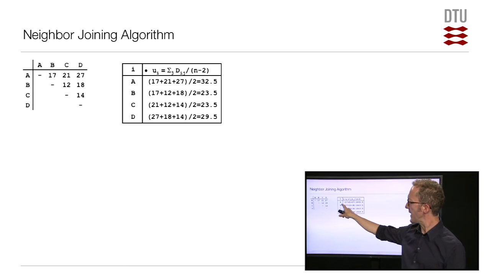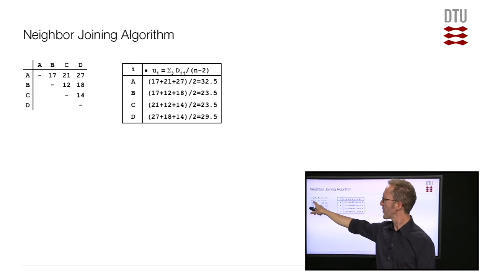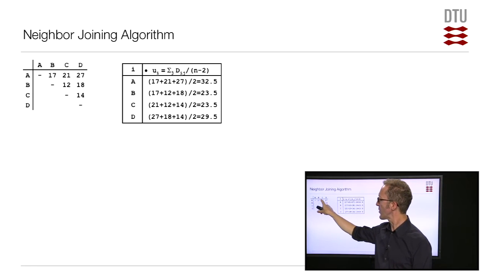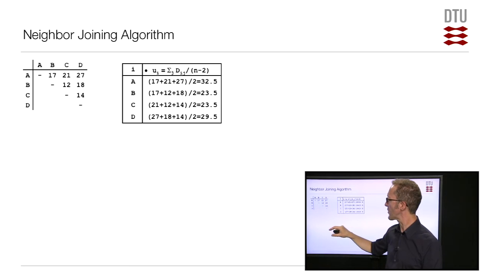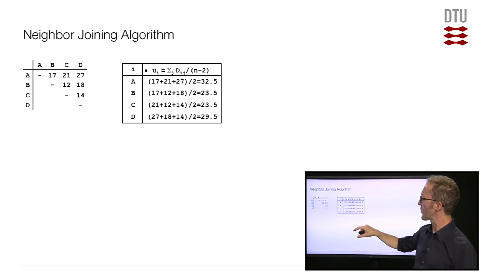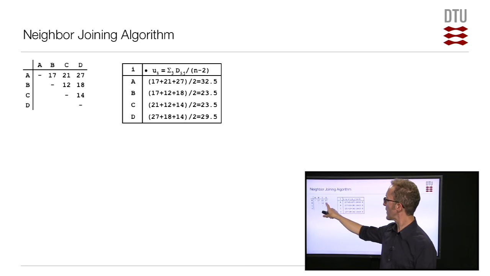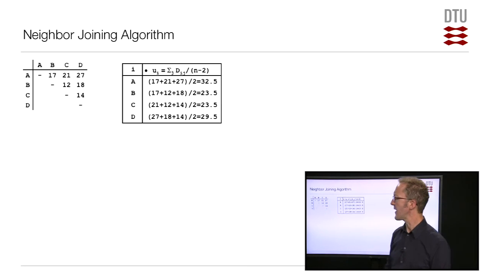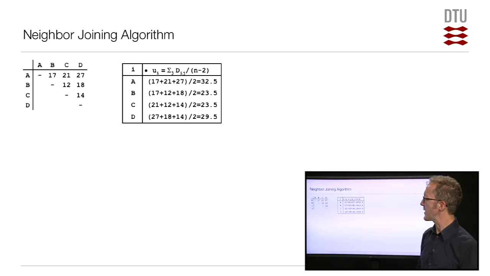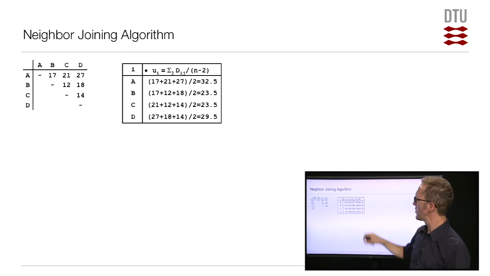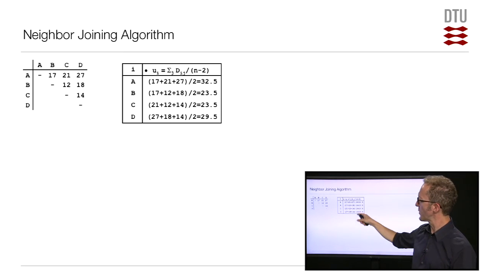In the case of A, the distance from A to B is 17, A to C is 21, A to D is 27. So we add up those 3 numbers and divide by 2. That's 32.5. Same for B. 12 plus 18 plus 17 are the 3 distances from B to the remaining 3 nodes. Divided by 2, we get those numbers. Do the same for C and D.